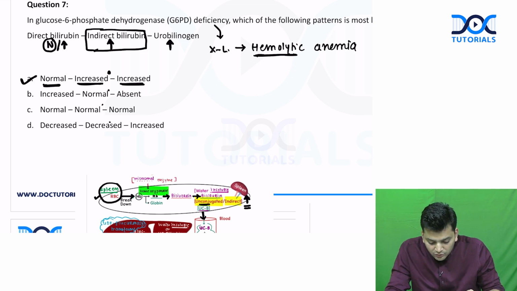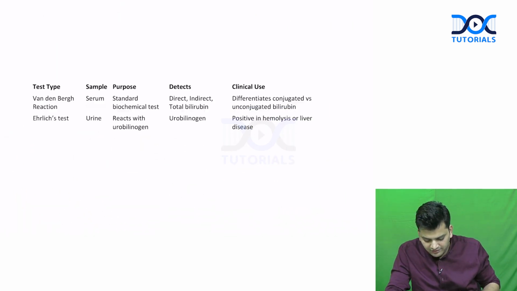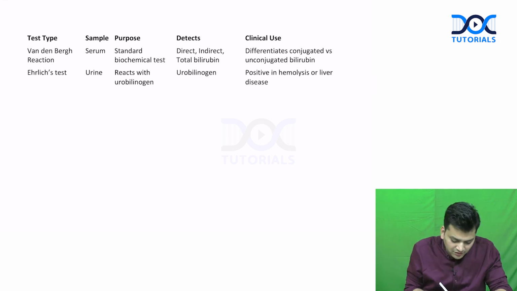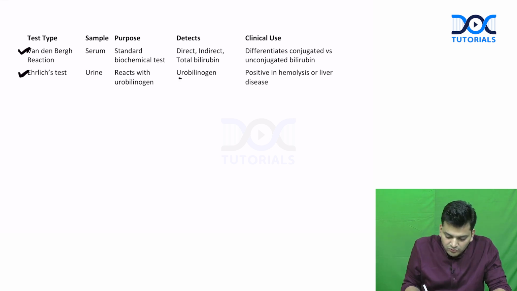And to see the urobilinogen in the urine, see what are the tests that we have related to bilirubin. We have the Van den Bergh reaction and the Ehrlich reaction. Van den Bergh is a blood test to find out how much direct bilirubin and indirect bilirubin there is, to differentiate them. And Ehrlich is for finding out the urobilinogen. It is a urine test to find out the urobilinogen.